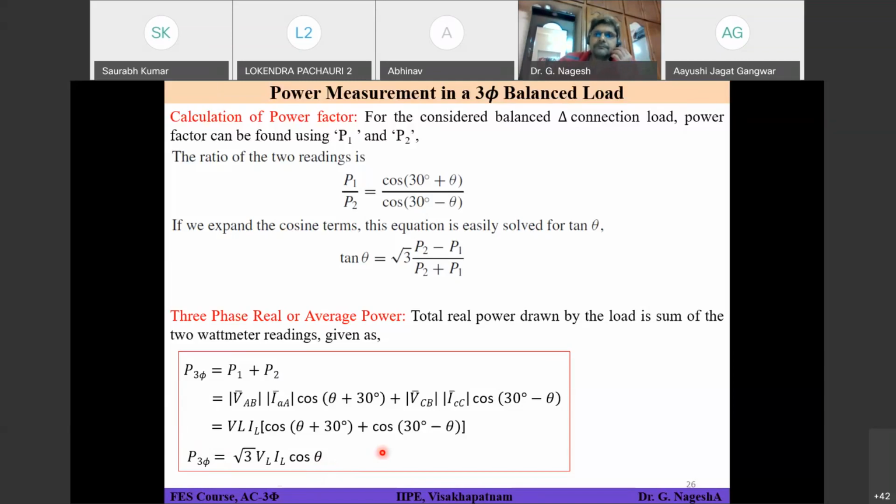Okay, so that's it for today. We have seen how to connect a wattmeter in a single-phase circuit and measure power. We have seen the two-wattmeter method, which is used to measure power in a three-phase circuit irrespective of whether the load is balanced or not, and the total power is observed to be P1 plus P2. And if the load is a balanced circuit, then you can find out the power factor also, which is given by this expression: root 3 (P2 minus P1) by (P2 plus P1). Right, so that's it for today.